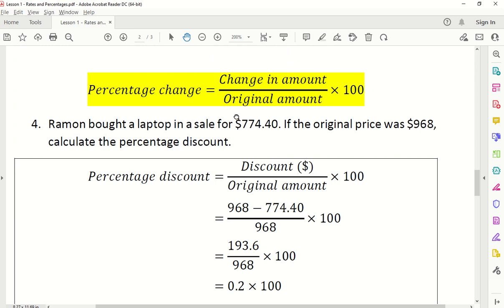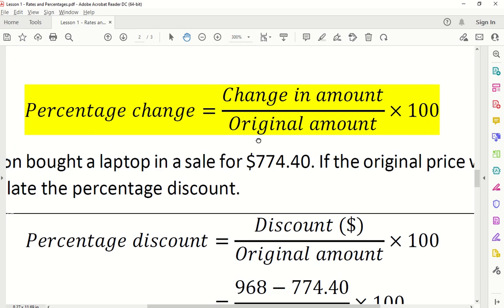Before I look at the next example, I do want to highlight this formula here. Hopefully what's in yellow looks pretty familiar. Percentage change is change in amount over the original amount multiplied by 100. So if I want to know the percentage increase or decrease, the percentage discount or percentage markup, these are all fancy ways of saying the percentage change. It is how much the figure has changed divided by the original amount. Now, if I leave off this 100 here, that would just give me the figure as a decimal. So we times it by 100 to turn it into a percentage.